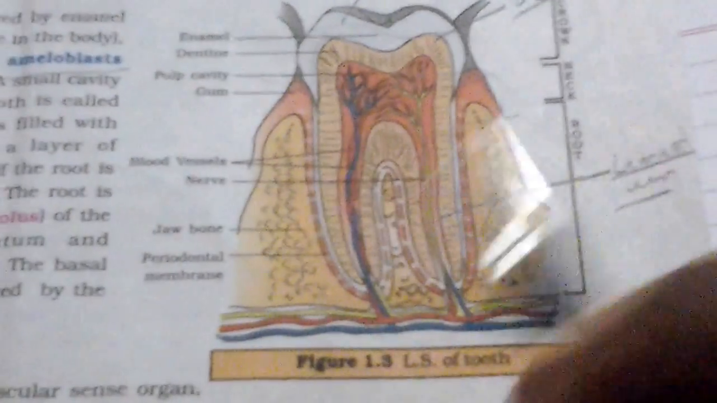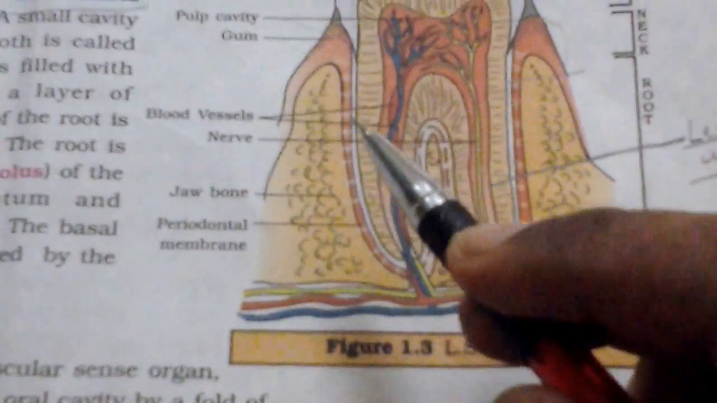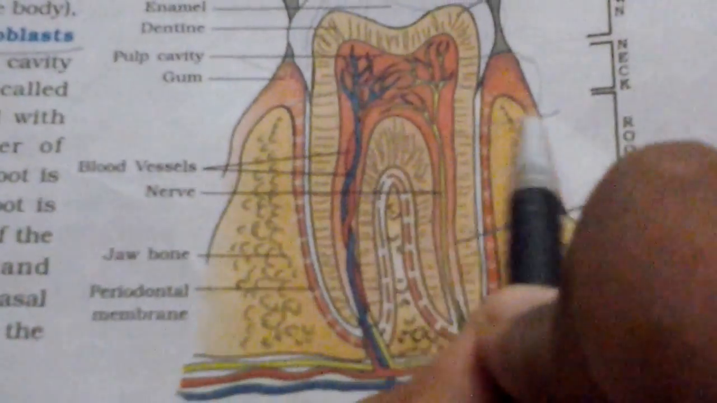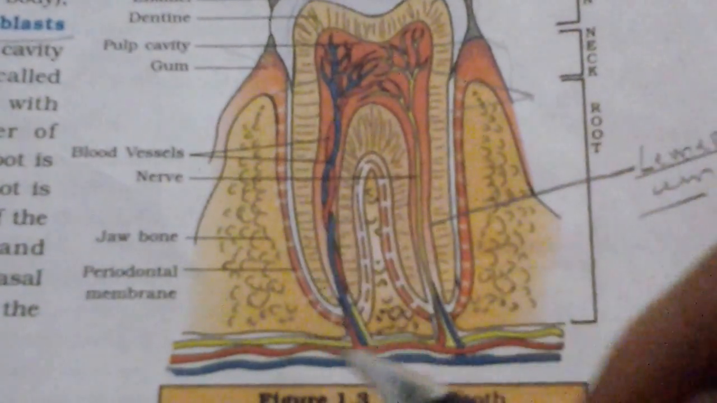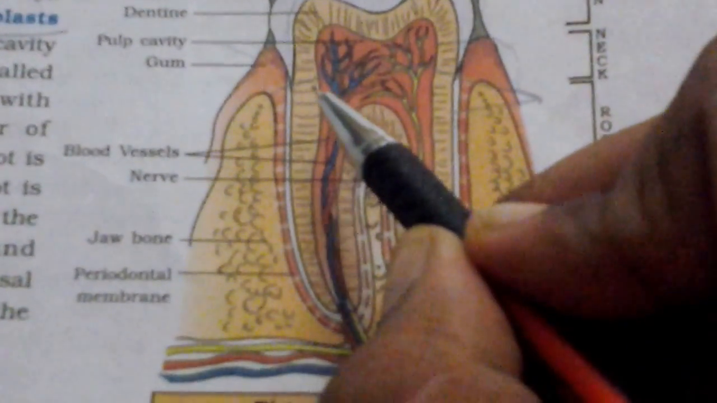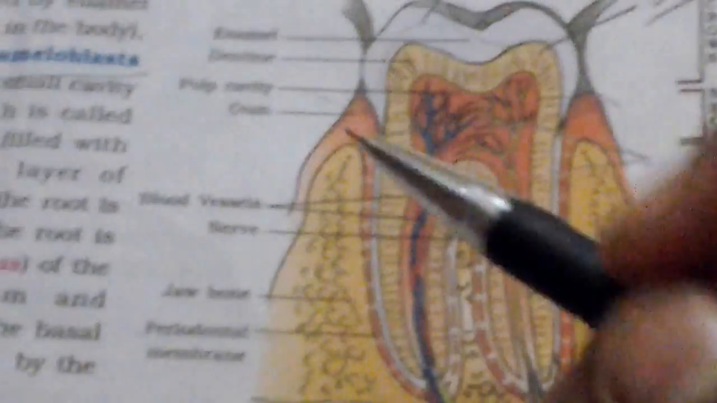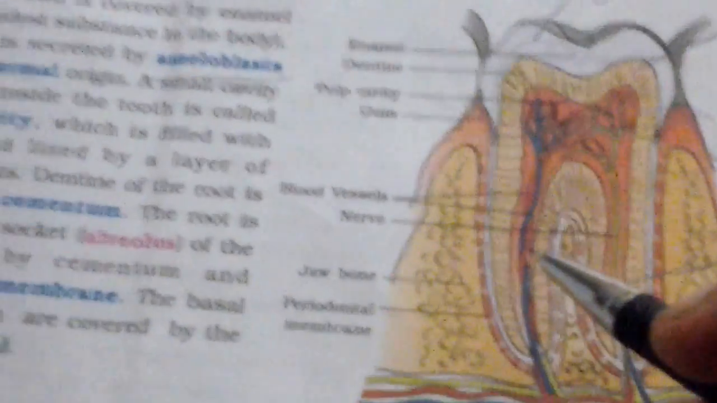So dentine in the root is covered by cementum. It's very simple. The dentine over here, this region is called the dentine. This region is again covered by another layer called the cementum. You must remember this point, because I think that is an important point.